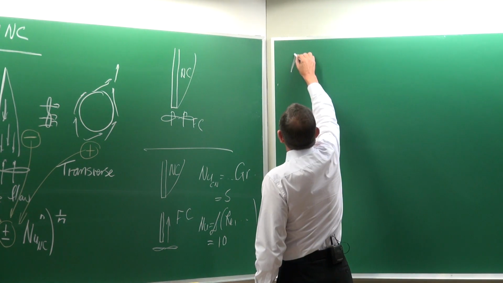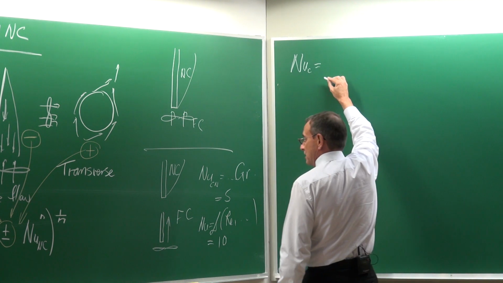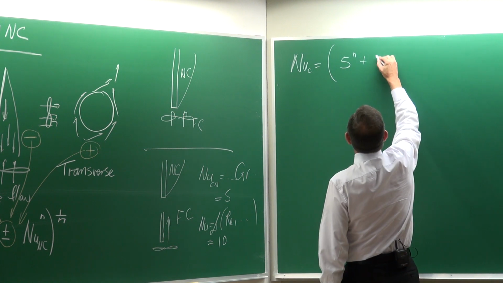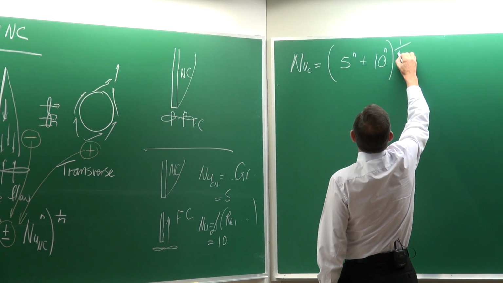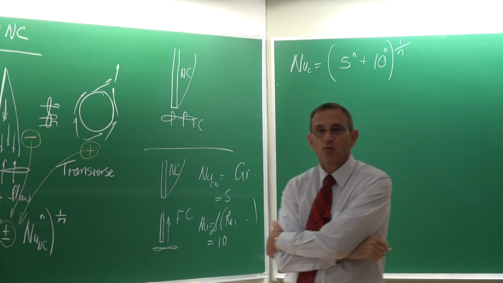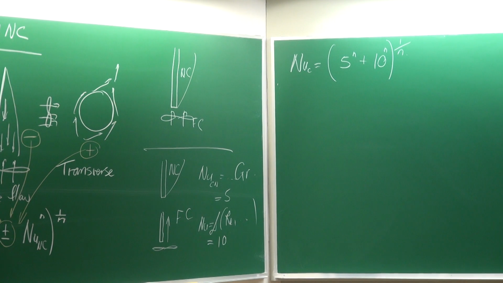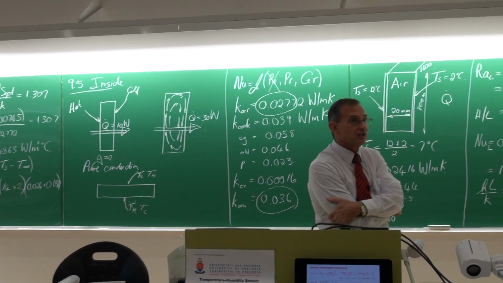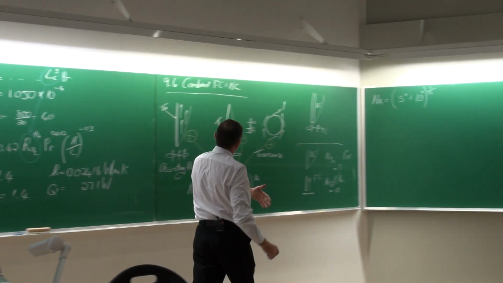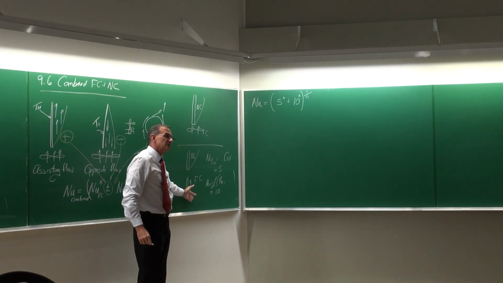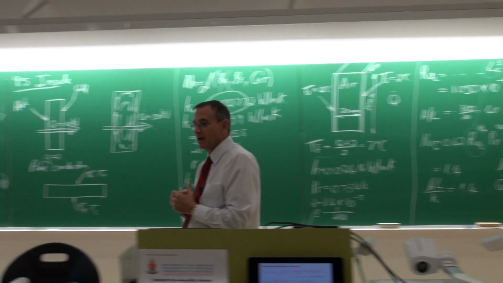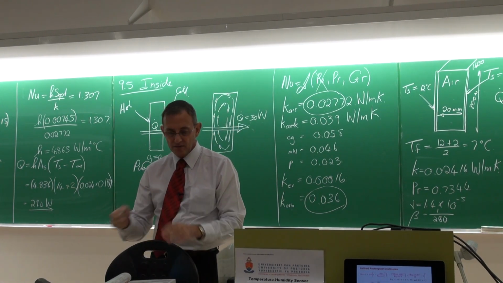Then it's very easy to say the Nusselt number combined would be equal to the value of 5 to the n plus the value of 10 to the n, to the power 1 divided by n, and the value of n is normally approximately a third or a quarter, 1 divided by 3 or 1 divided by 4, something like that. And then from that you can get the effective heat transfer coefficient, which will be higher than this heat transfer coefficient, and it will be higher than this heat transfer coefficient. And from that, you can calculate the heat transfer rate. Okay. Any questions? Okay, if not, all right.